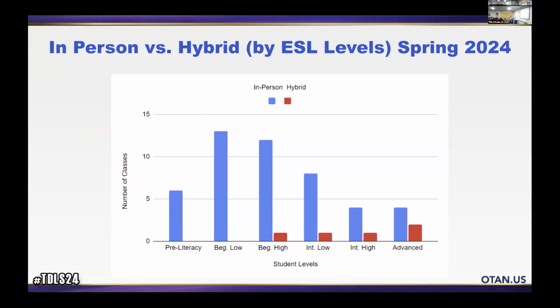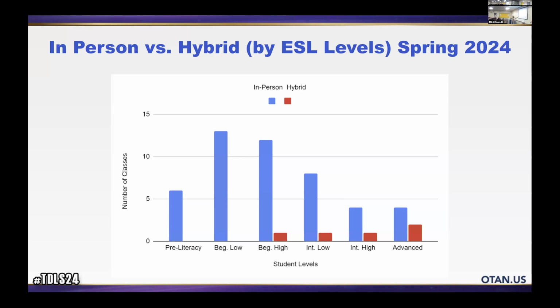So this is our current status, this semester. We want to compare our in-person and hybrid classes by our ESL levels. The blue bars are the in-person classes and the red bars are our hybrid. You can see the in-person classes are still way more than our hybrid classes. But this is the first semester we're doing hybrid classes. So even though the numbers are very small, I think it's a big step for us, for our program.